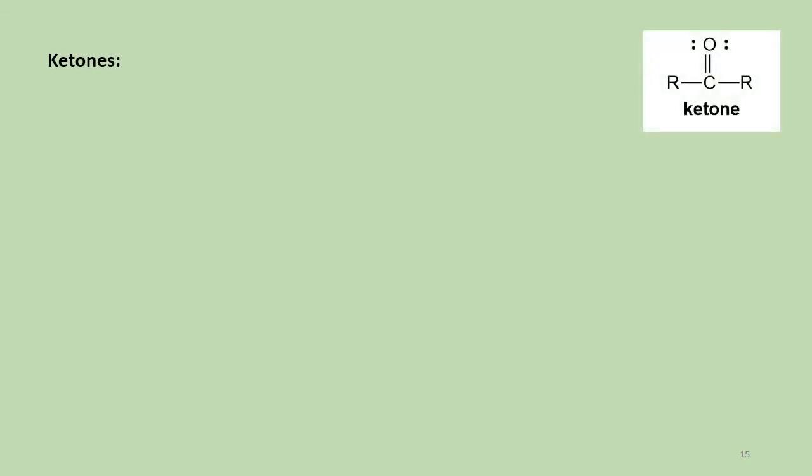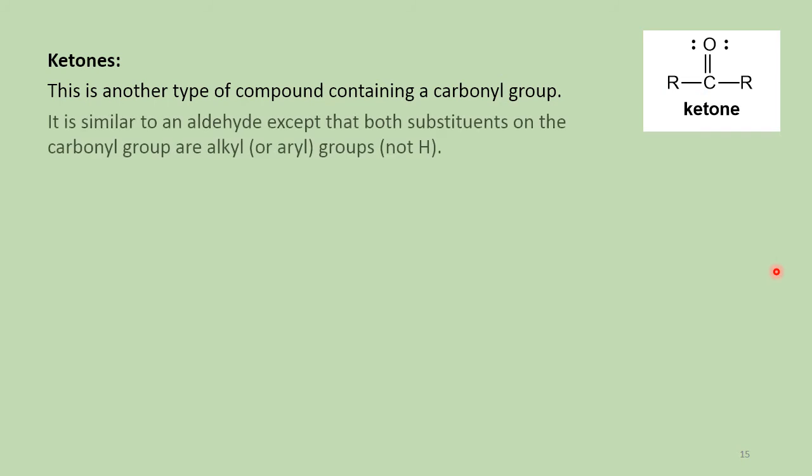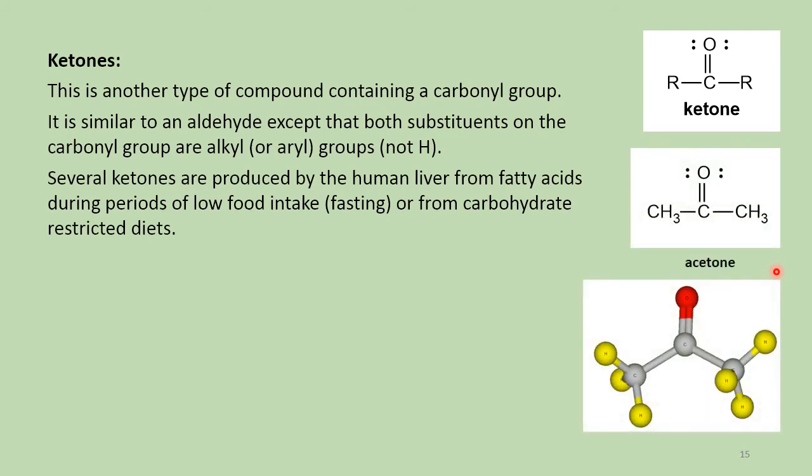Ketones are next. Ketones have the structure R-carbonyl R, similar to aldehyde, except two alkyl groups instead of one. Several ketones are produced by the human liver from fatty acids during periods of low food intake, aka fasting, or from carbohydrate-restricted diets. And I have here the structure and a model of acetone.